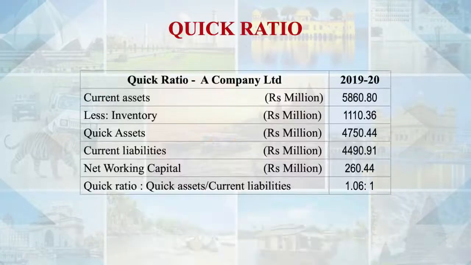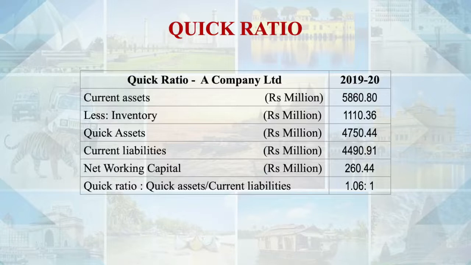Now let us see how to calculate it. In the same example which we have taken, we have the current assets, and from that we have deducted the inventory, because we do not have prepaid expenses. So we have deducted the inventory, the stock, and now the quick assets with the company are around 4750.44. The current liabilities remain the same, that is 4490.91. So now the net working capital in this way is 260.44. And the quick ratio is between your quick assets and your current liabilities.